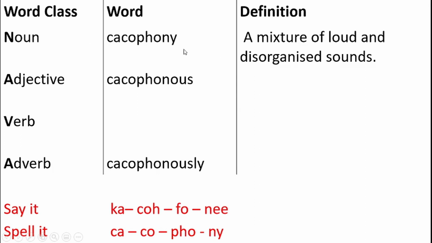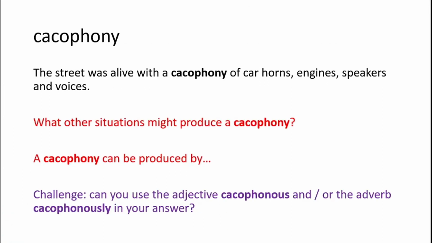We also have an adjective form there, which is cacophonous, or an adverb, which is cacophonously. And it's really a great word for describing when there's so much sound going around. It's loud, it's disorganized, you can't work out what's going on, you don't know what sounds which. It's a nice way to describe that feeling. I'll pause, let you write it down, and then we'll move on to having a look at where I've used it in a sentence.